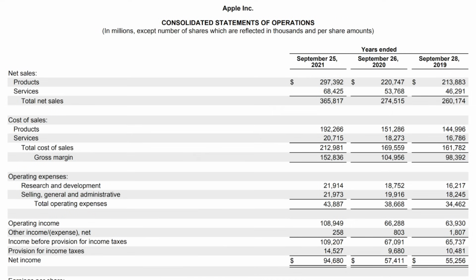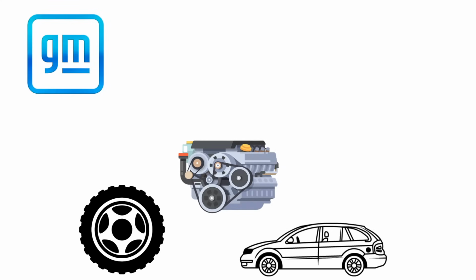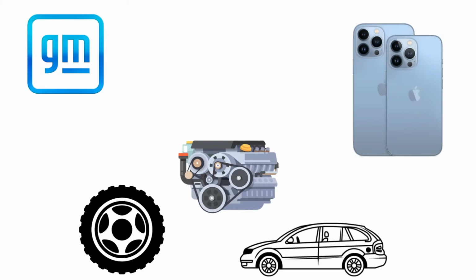Moving down the income statement, next we have cost of sales. These are the costs associated with building the product or service you are selling. So let's say you're General Motors and you sell cars. Your cost of sales would be the cost of the tires, the engine, the frame of the vehicle, the interior, and pretty much everything else that goes into building the car. So in the case of Apple, it would be the costs that go into manufacturing the iPhone, iPad, Mac, and all of the other products and services the company sells.